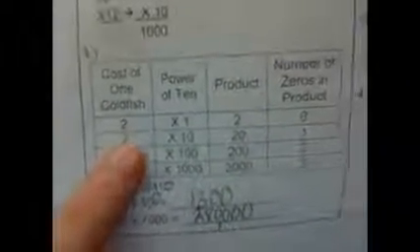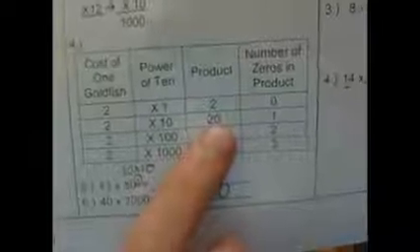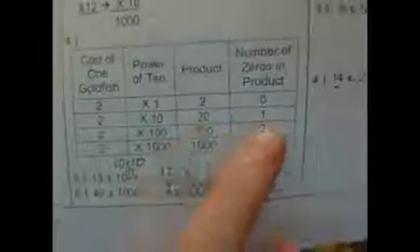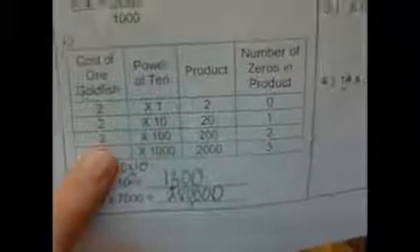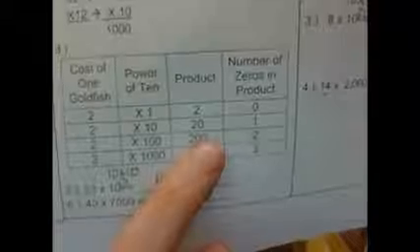Now let's go back over here. I paid $2 for a goldfish. This time I bought 10 goldfish. So 2 times 10 is 20. How many zeros do I have in that product? 1. And it's right there, 2, 0, 1, 0. Okay, let's go back. This time I'm going to pay $2 still, but I'm going to buy 100 goldfish. So 2 times 100 is 200. How many zeros do I have in that product? 2. And the last one, I'm going to buy 1,000 goldfish.